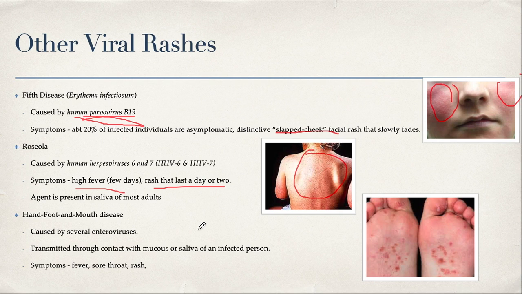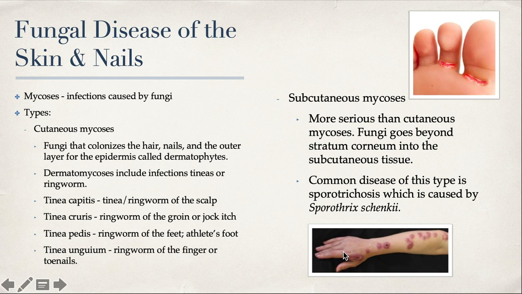Then you have the hand, foot, and mouth disease, which is caused by a number of viruses, and transmission is through the mucus or saliva of infected people. You have fever, you have sore throat, and then you have a rash. And in this case, as you can see on the sole of the foot of the person, you see the rashes there.